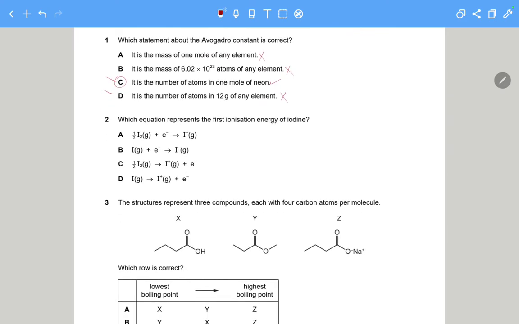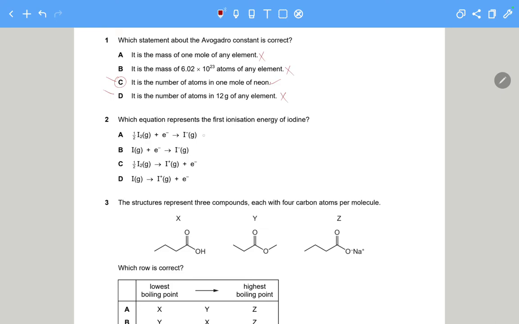Question 2. Which equation represents the first ionization energy of iodine? Stop there and think about the definition in your head before going through any of the options, and then go through the options to make sure that you actually get the right answer. So the first ionization energy is the energy required to ionize one mole of gaseous atoms to form one mole of gaseous +1 ions under standard conditions.